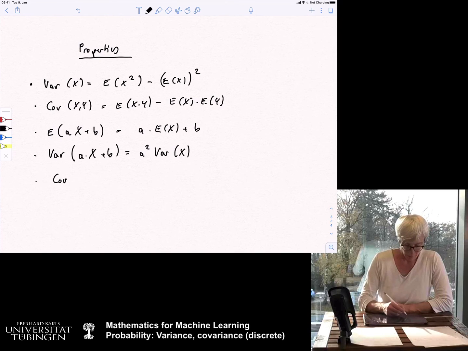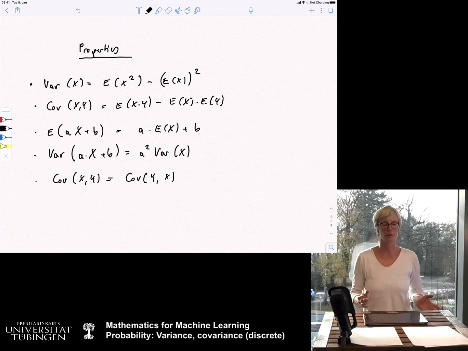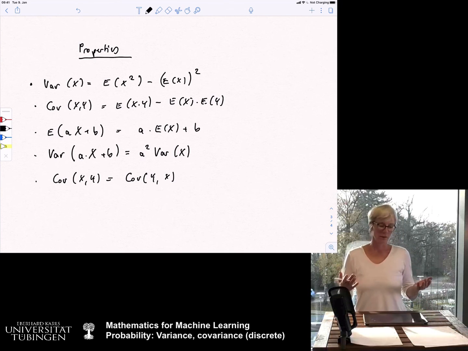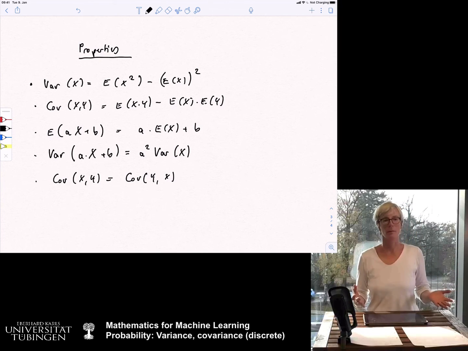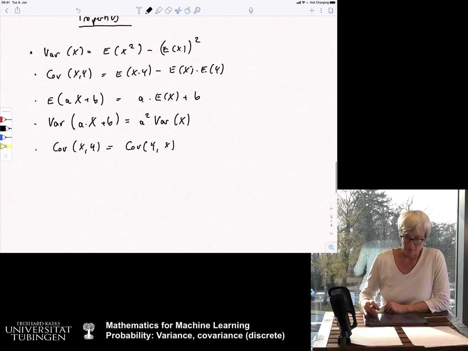What else do we have? The covariance of x and y is the same as the covariance of y and x. So this is a symmetric function. That's obvious from the definition. There are deviation measures which are not symmetric, something like the Kullback-Leibler divergence that is often used in machine learning. This is not a symmetric function.